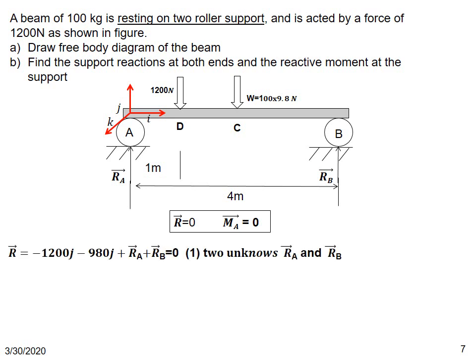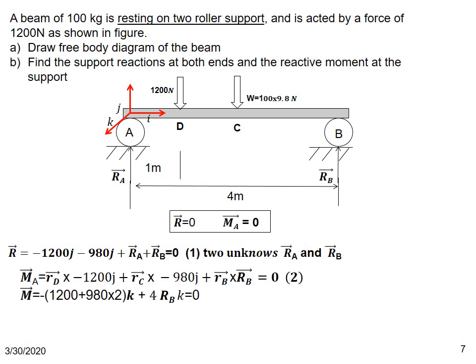So what is the sum of forces equal to 0? We know that 1200 Newton is acting in the minus j direction, 980 Newton is acting in the minus j direction, and since it is a roller, we know that RA and RB are acting in the positive j direction. Both of them are unknowns, so there are two unknowns in this equation. We need another equation to find one of the unknowns.